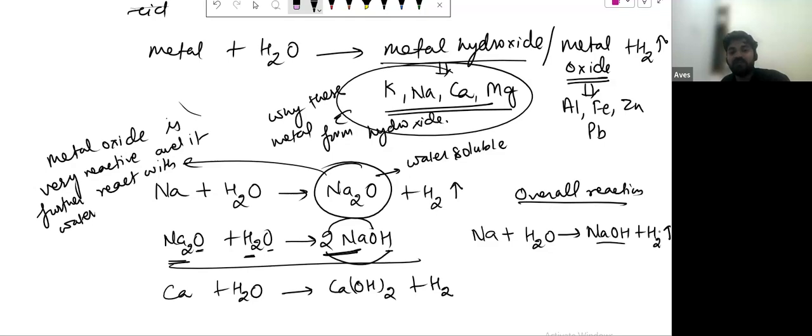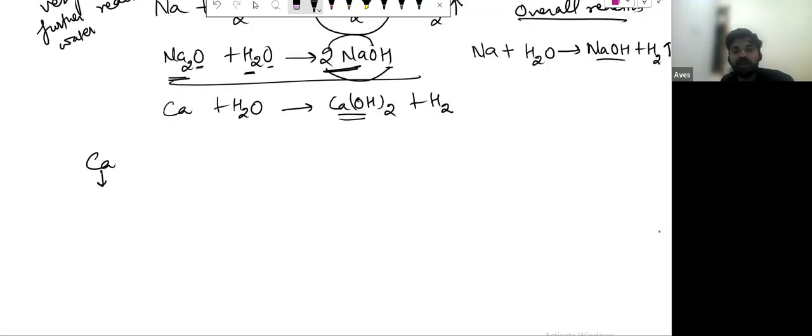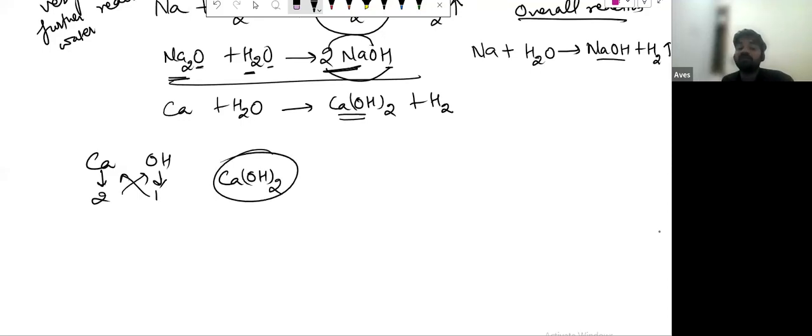Similarly, calcium when reacts with water forms calcium hydroxide. How am I writing the formula of calcium hydroxide? Because the valency of calcium is 2 and that of hydroxide is 1. When you cross multiply, you will get Ca(OH) whole twice. Keep in mind, dear student, you need to learn how to write the formula of the compound. Otherwise, you will make silly mistakes, and this mistake will downgrade your marks. So it is very important that you know how to write the correct formula. If you write calcium hydroxide the wrong way, it will be incorrect.